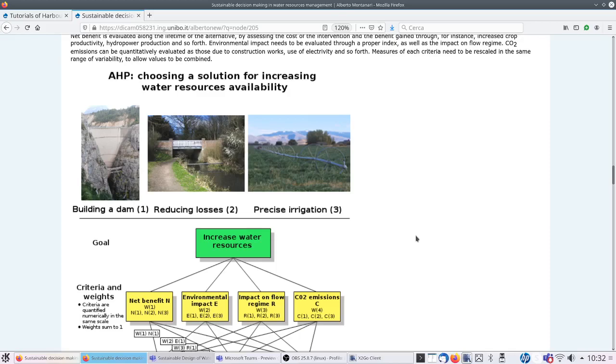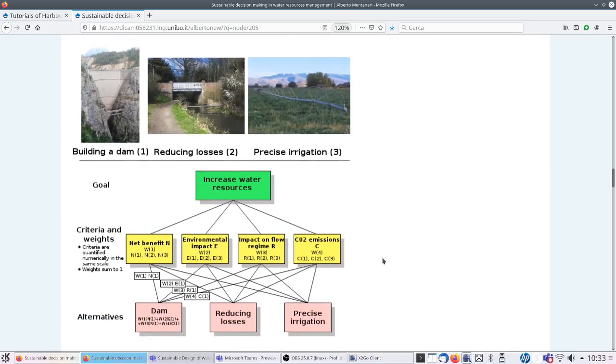On the other hand, there is a huge environmental impact for many reasons, and you may have a lot of CO2 emissions for the construction. The other two alternatives have less convincing power, but also less environmental impact and less CO2 emissions. So we identified four criteria: the net benefit, the environmental impact, the impact on flow regime, and CO2 emissions. Okay, let's forget about the fact that environmental impact and the impact on flow regime are a little bit correlated. Some people may say that they are correlated. It's much better when you select criteria if you avoid correlation between them. If they are independent, it's much better. But in any case, you can also tolerate a situation where they are correlated.